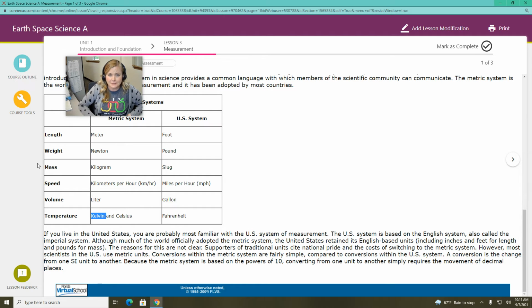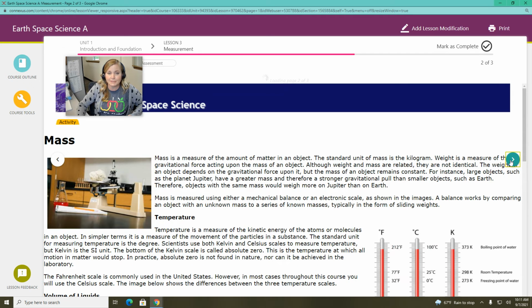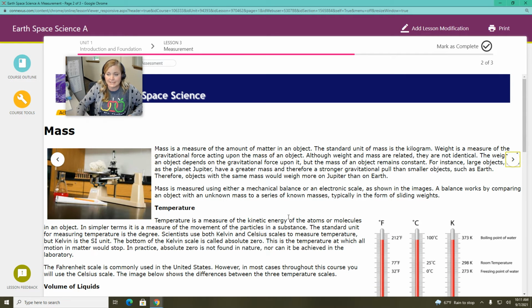And that's kind of nice because it's easy to multiply and divide by 10. So it's easy to convert very easily within the metric system. You can easily convert from centimeters to meters with just moving some decimal places. So on the second slide here, we talk about mass.